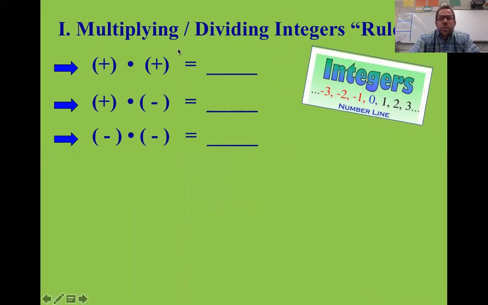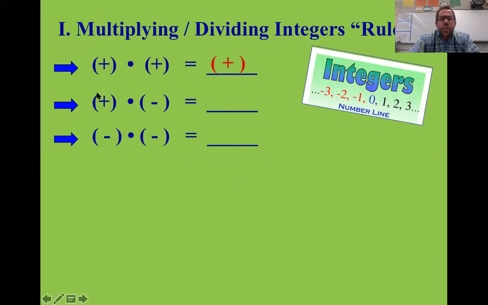Most of you probably have these rules memorized. If you don't, in just a moment, I'm going to give you an easy strategy to help you. But let's go through these, see if you can remember them before I say them. On this first rule, when you're multiplying a positive number times another positive number, it's going to be positive.